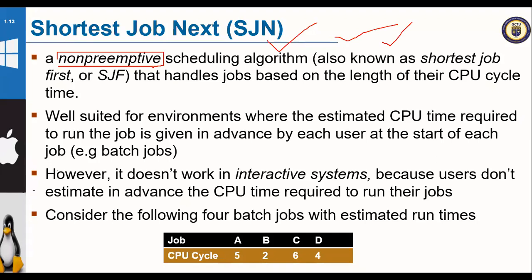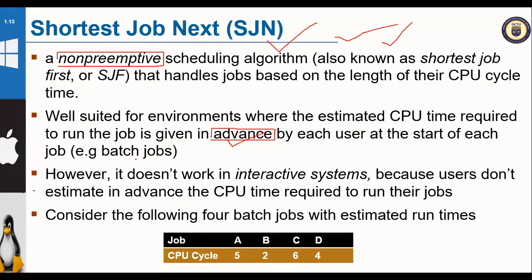It is non-preemptive scheduling. It means that when a job starts its execution, it will complete before it's taken out of the CPU. This type of algorithm is well suited for environments where the estimated CPU time required to run each job is given in advance. If we don't know the estimated CPU cycle for the jobs in question, we cannot use this shortest job next algorithm.